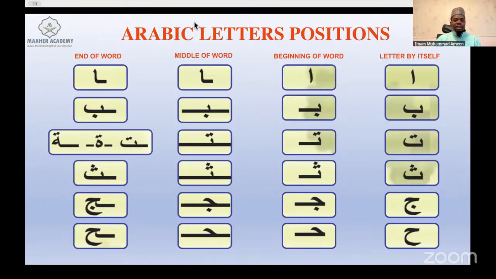So let's recap the letters that do not connect after them, the naughty letters. There are seven naughty letters that do not connect after them. The seventh one is a special case of ta, right? So the first one is an alif that does not connect after. The dal, the thal, the ra, the zain, the wa. So alif, dal, thal, ra, zain, and wa. The seventh letter is the ta al-marbuta, which is the round ta.